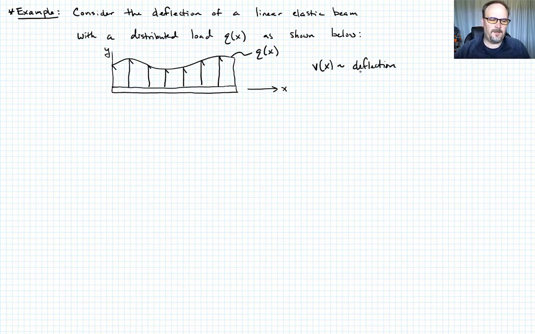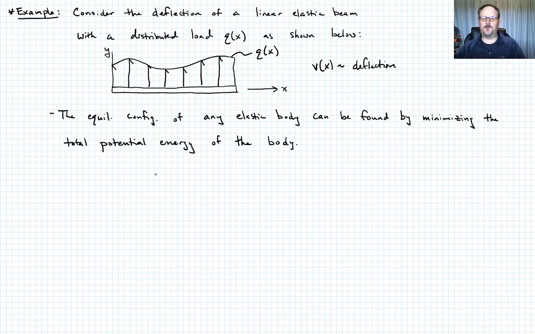Okay. I need to tell you a little bit about how we handle beams in terms of energy. The equilibrium configuration of any elastic body can be obtained by minimizing the total potential energy of the body. Okay, so in the case of the beam shown, we can write the total potential energy as follows.